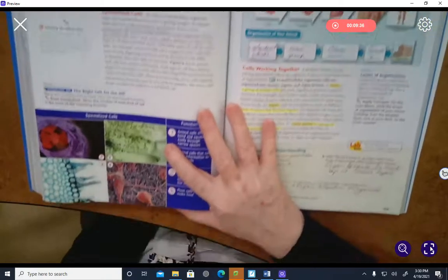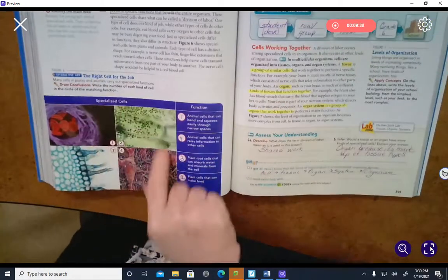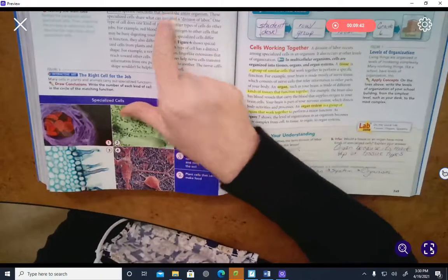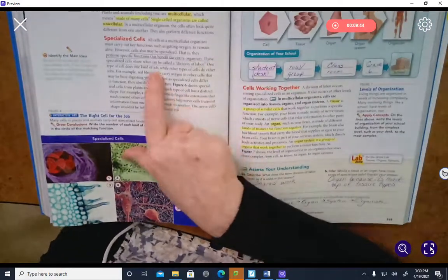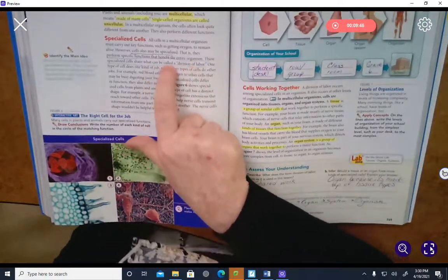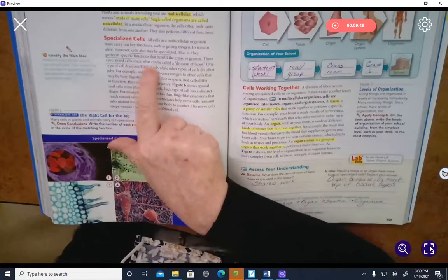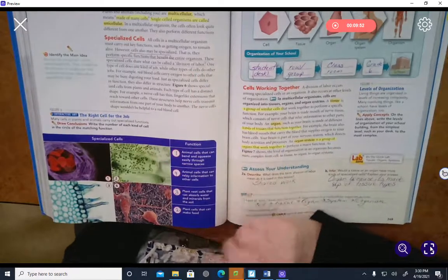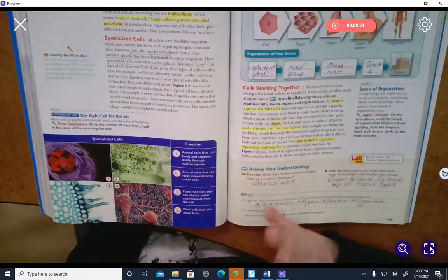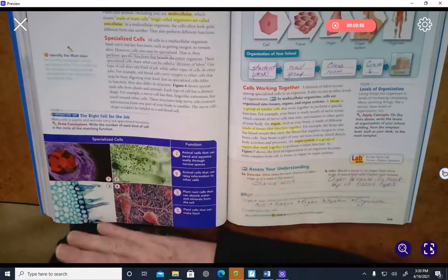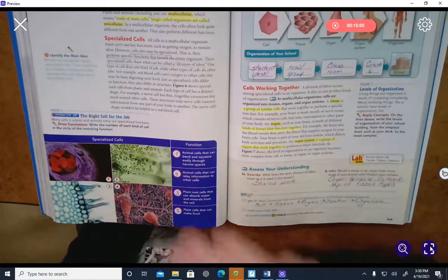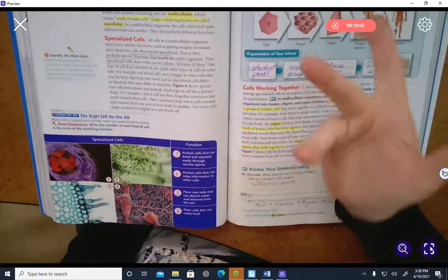So let's go down here, and each cell is specialized. Oops, sorry, let me move that down. Each cell is specialized, and these specialized cells share what can be called a division of labor. So maybe if you have siblings at home and you take out the trash because somebody else puts the dishes away, it's sort of like that all the time. You could never trade jobs.